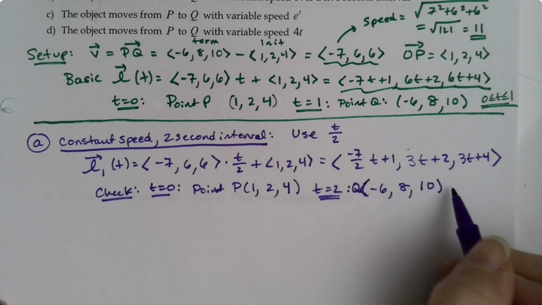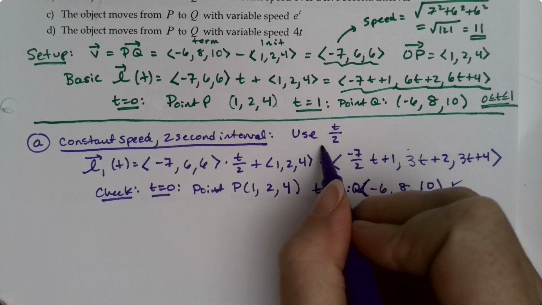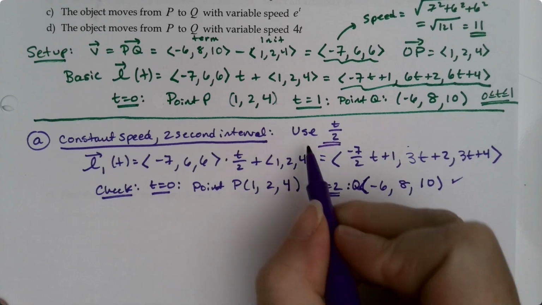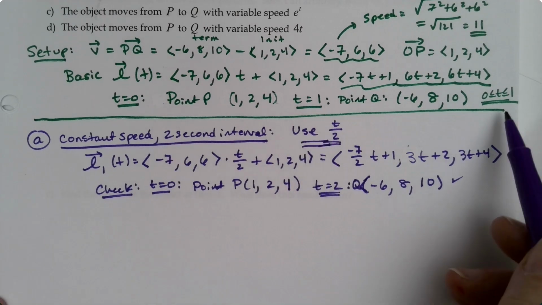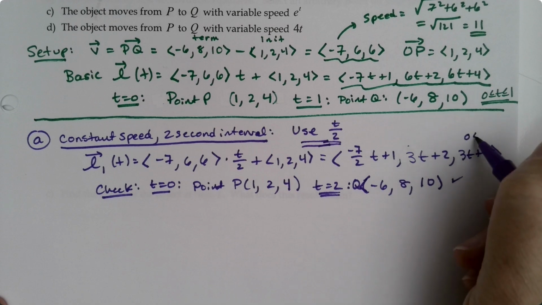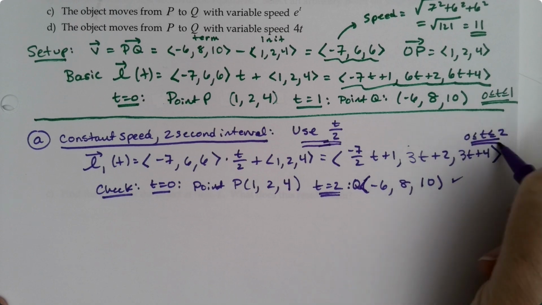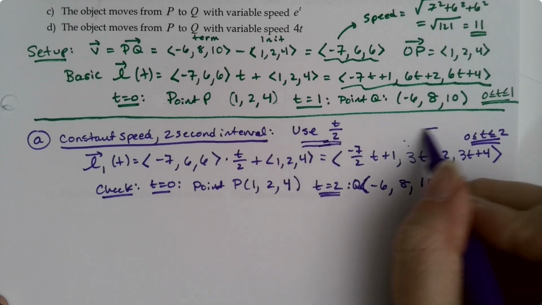So this works, right? Using this, cutting my parameter in half makes it take twice as long. It only took 1 second, but now it takes 2 seconds. But there's my parameterization.